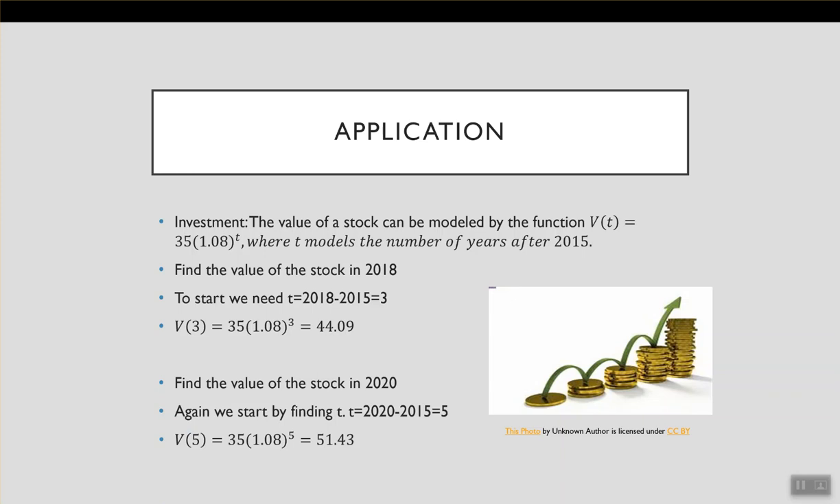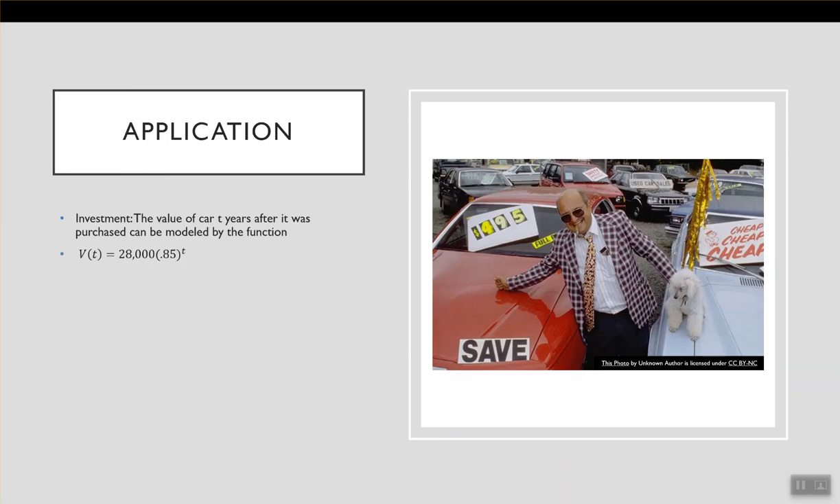So here is the upswing. Let's look at the downswing. So the downswing as an application here could be buying a car. So it's kind of an investment. So we're going to say the value of a car t years after it was purchased can be modeled by the function v of t is 28,000 times 0.85 to the t. We're going to start just by thinking, how much did we pay for this car? So that would be at time 0 when we purchase, we would get 28,000 times 0.85 to the 0, but we know 0.85 to the 0 is 1, so 28,000 would be the original purchase price.